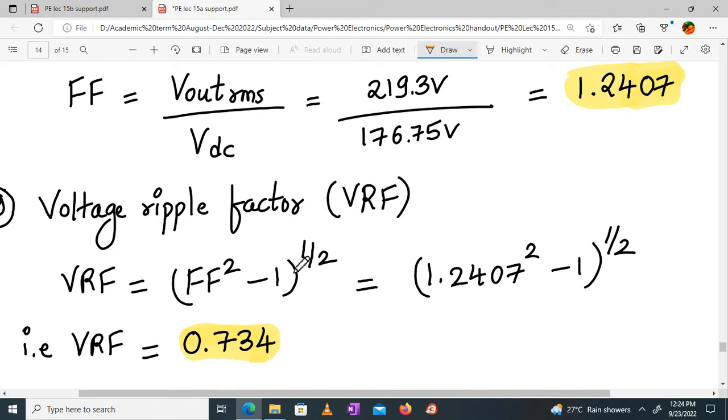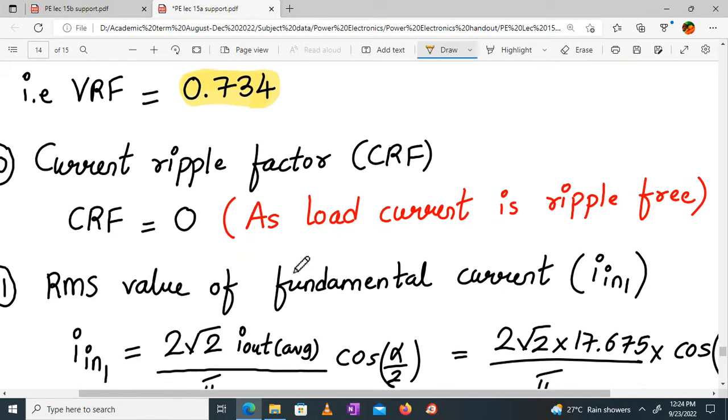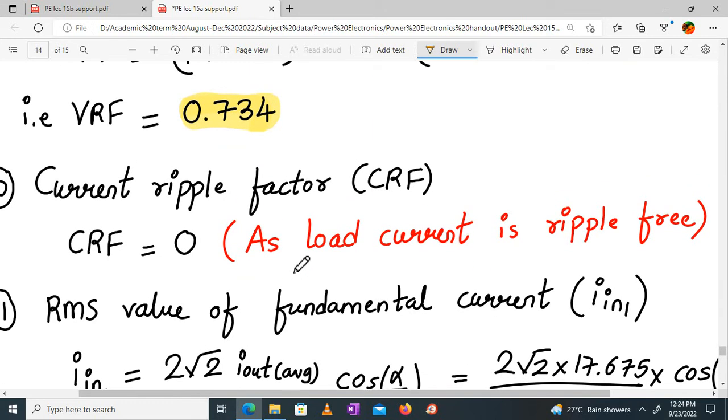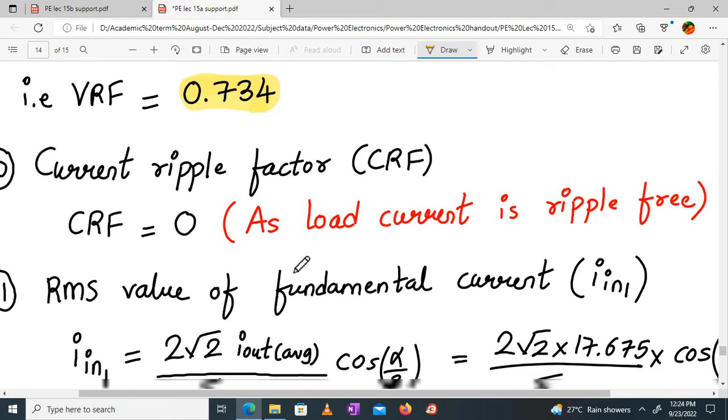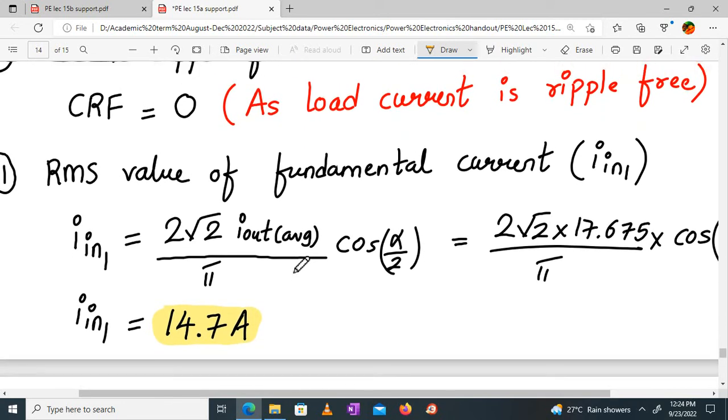Ripple factor, voltage ripple factor. Current ripple factor is 0. Why? Current में ripple ही नहीं है, it's ripple free, right? So current ripple factor is 0. CRF is 0. Then मैंने क्या बोला था?